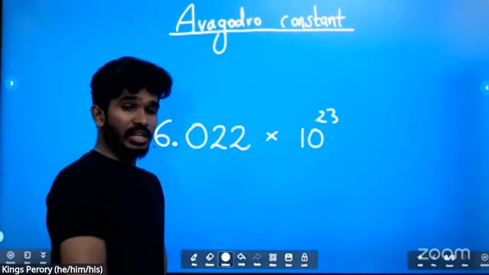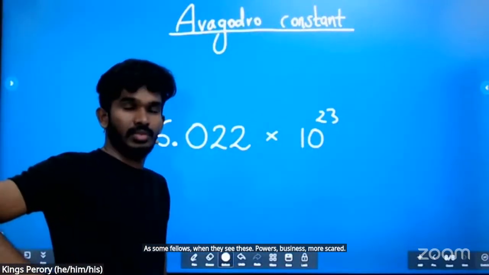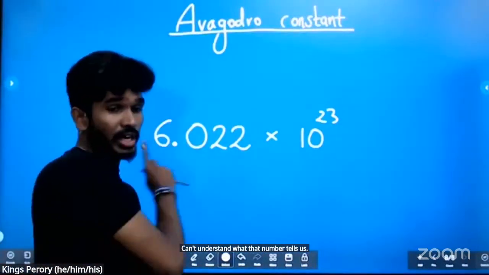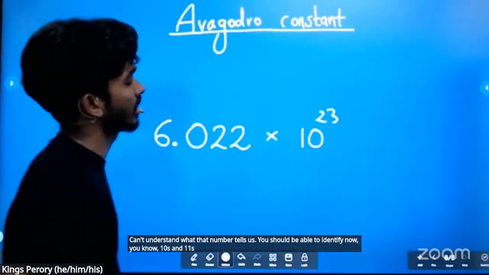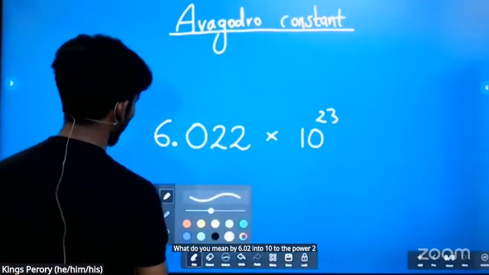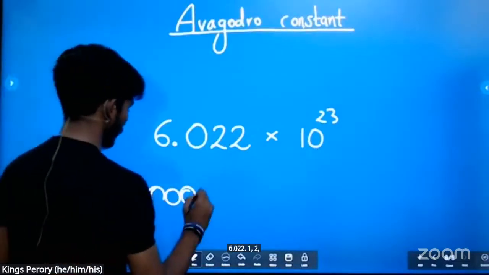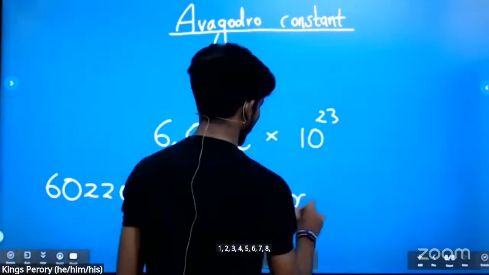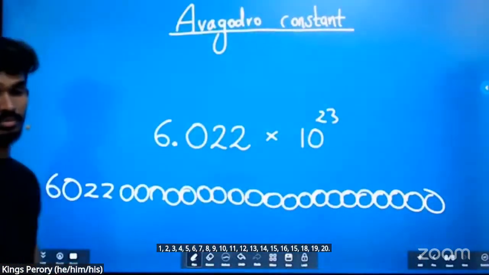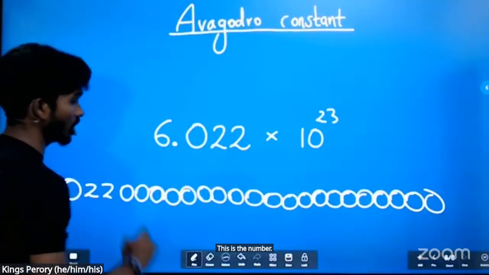Some fellows, when they see these powers and decimals, get more scared. You should be able to identify what this number tells us. What do you mean by 6.022 into 10 to the power 23? 1, 2, 3, 4, 5, 6, 7, 8, 9, 10, 11, 12, 13, 14, 15, 16, 17, 18, 19, 20. This is the number. Such a long number.